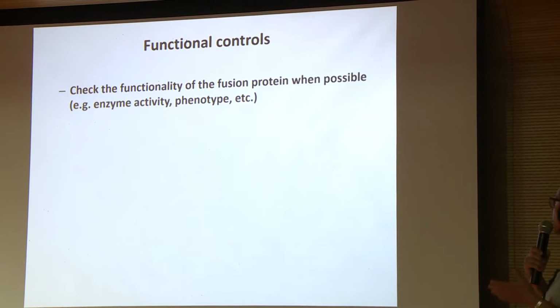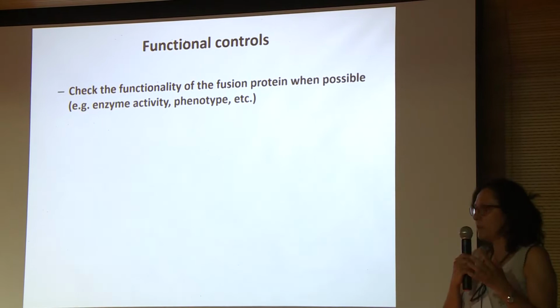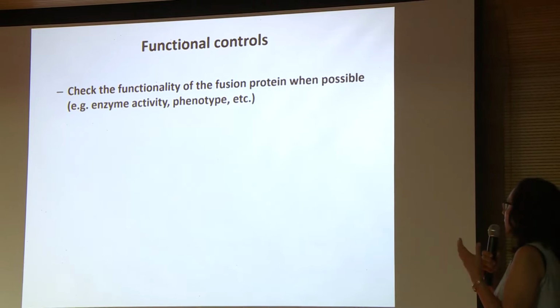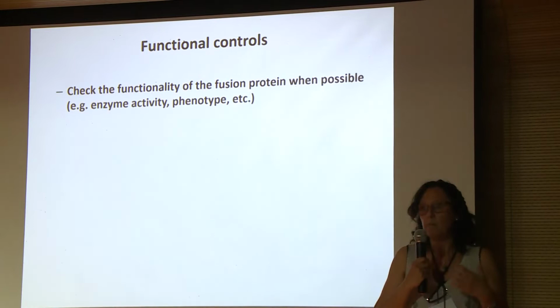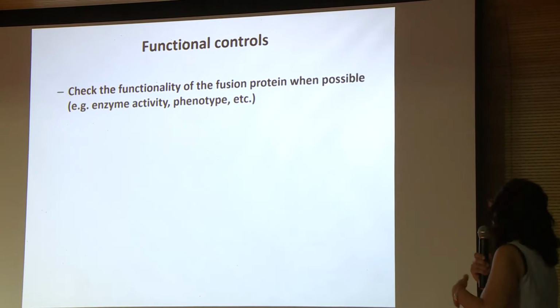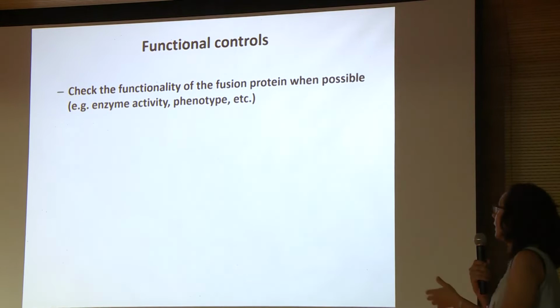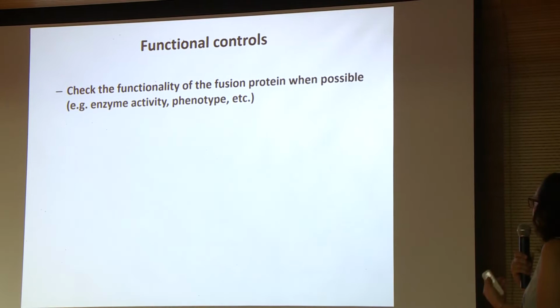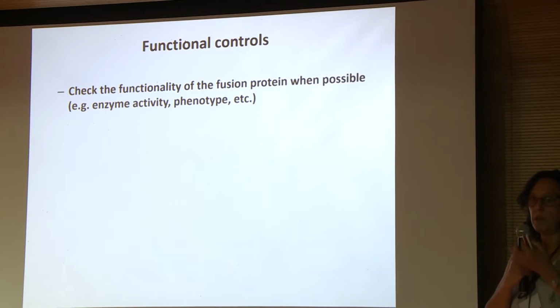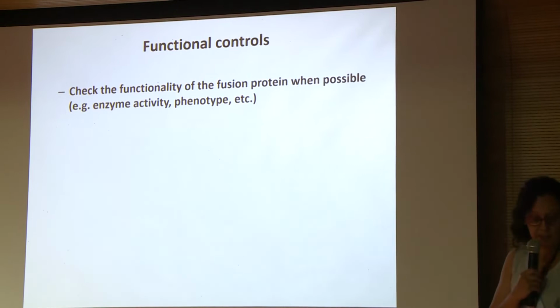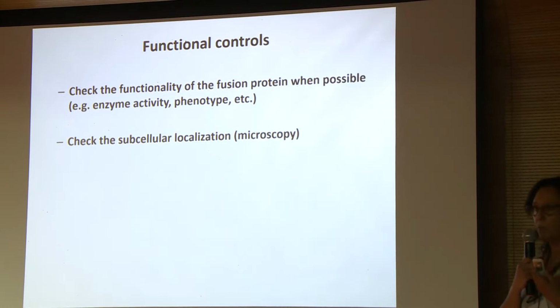So the first thing that we need to check is that our protein, our bait, has the same native function when fused. So this is not always easy. It depends on our bait, on our system, on our question. But if we have an enzyme, we can check that the enzyme activity is the same. If we have a phenotype related to our activity, of course, we can check that the phenotype is conserved. And we have, in some way, to check that we are not introducing an artifact in the function of our protein by fusing it to our biotinylating enzyme.